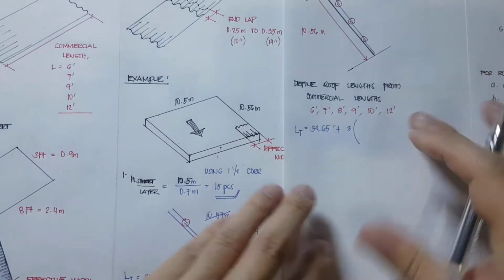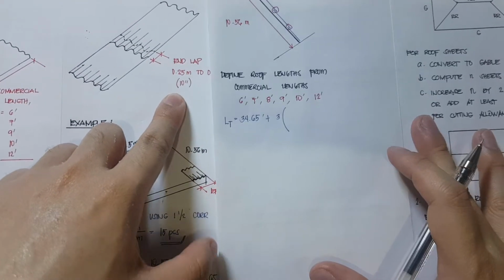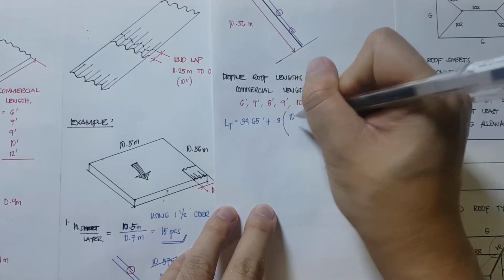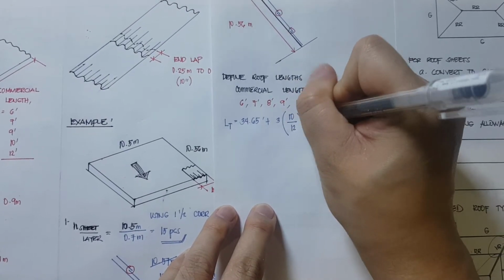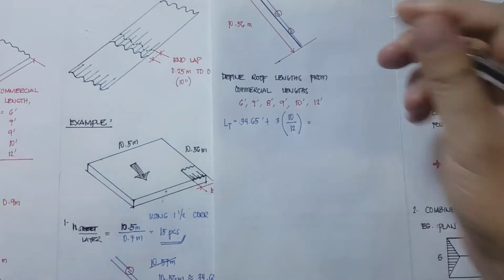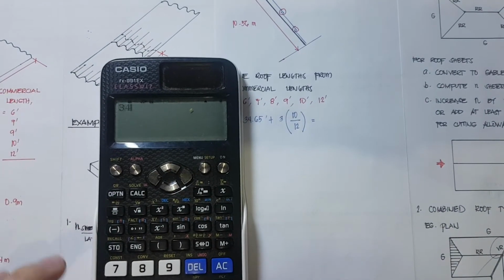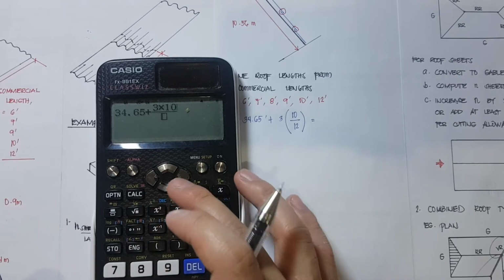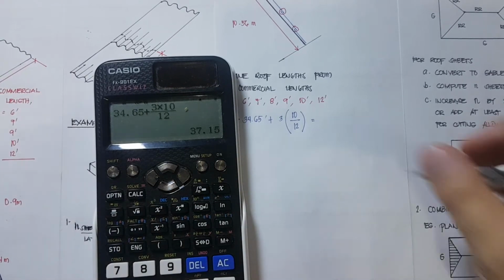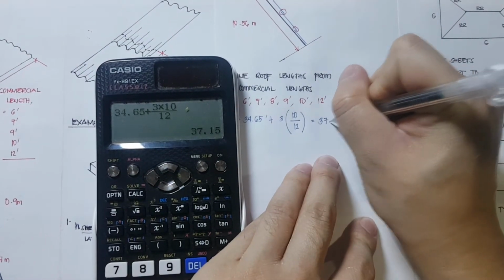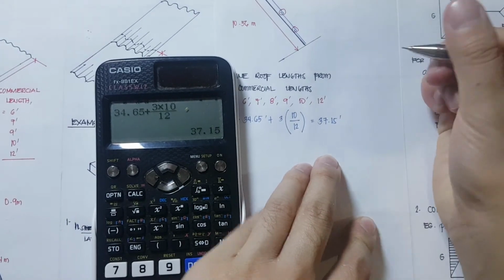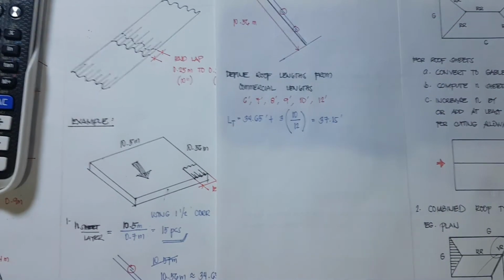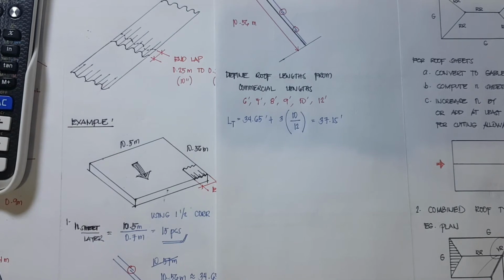And take note, we're using the 10-inch. So we have 10-inch divided by 12-inch to convert it in feet. So we have 34.65 plus 3 times 10 divided by 12, and that is 37.15 feet. Okay? Therefore, our assumption is correct.